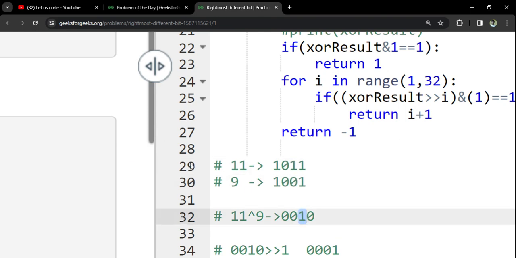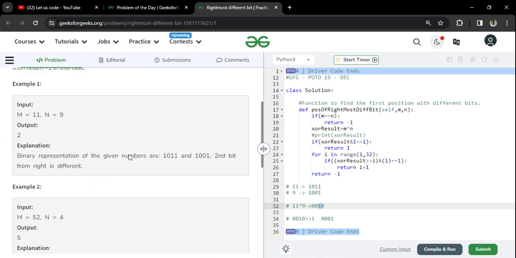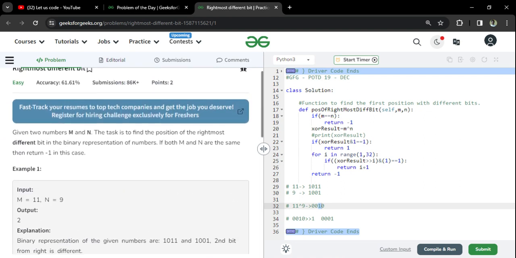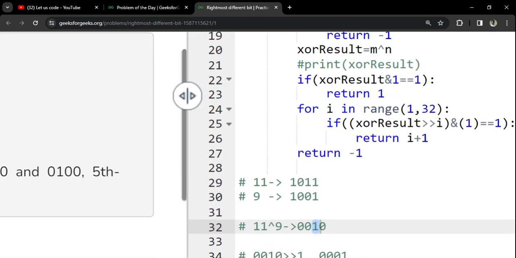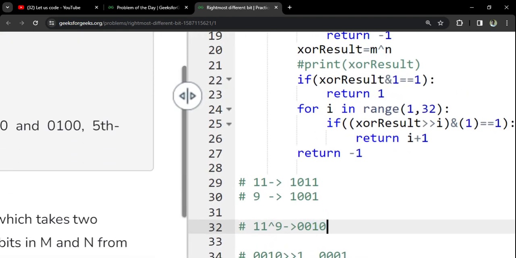So one thing is clear now. See, they're asking for the rightmost different bit, right? So this different part is now sorted. I have now found a way in which I can check which are the bits which are different. Now they are saying to find the rightmost one. How do I find the rightmost one? Again I will start from the left, and I will have to see which of them is one.